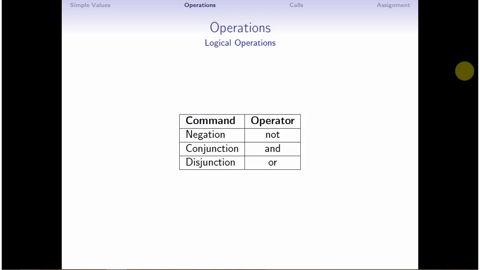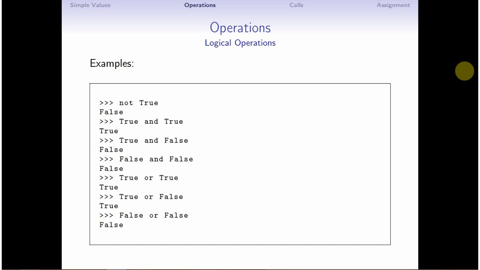Logical operators: negation, conjunction, and disjunction. It's just not, and, or. Like logic. During the tutorial we will have more practice on that. Here are a few examples. Not true will be false. This one is obvious. Negation: the opposite of true is false.